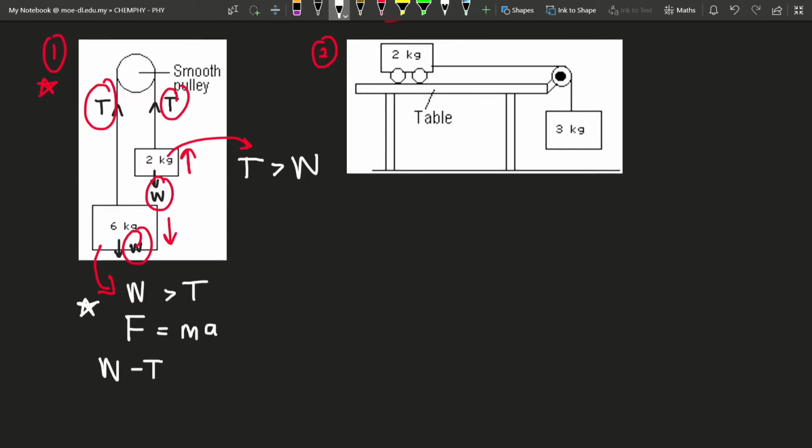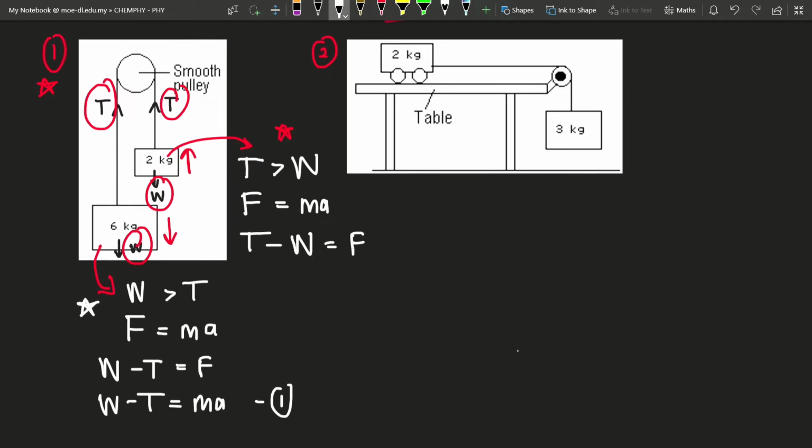W tolak T, baru kita akan dapat daya paduan F. F kita adalah MA. So W tolak T equal to MA. Selesai yang pertama. So untuk objek 2 kg tadi, you guys tahu dia gerak ke atas. So T lagi besar daripada W. So daya paduan terhasil adalah F, which is equal to MA. Disebabkan T lagi besar dari W, T tolak W equal to daya paduan. Maksudnya T tolak W equal to MA. Ini adalah persamaan yang kedua.